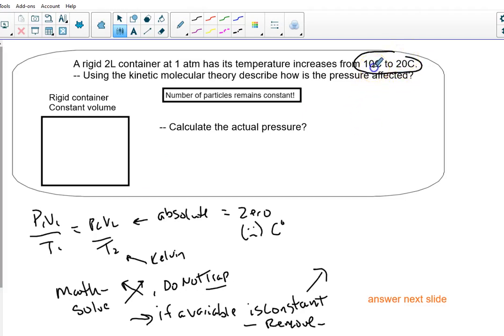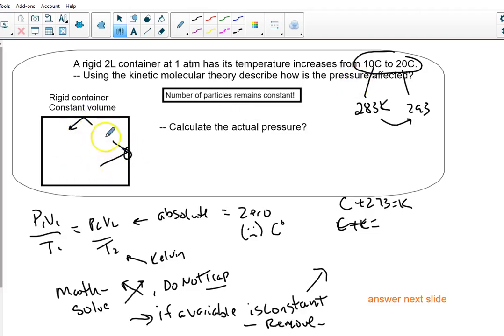But the problem here is that this isn't actually doubling my temperature. I'm going from 283 Kelvin. Remember, Celsius plus 273 equals Kelvin. That's 283, and this is 293. So proportionally to the size of the numbers, I didn't increase very much. Let's run the math. Using kinetic molecular theory to describe what's happening, the particles are traveling faster. There are more collisions with the inside wall of the container because they're traveling in the same area but faster, and the collisions are more forceful.